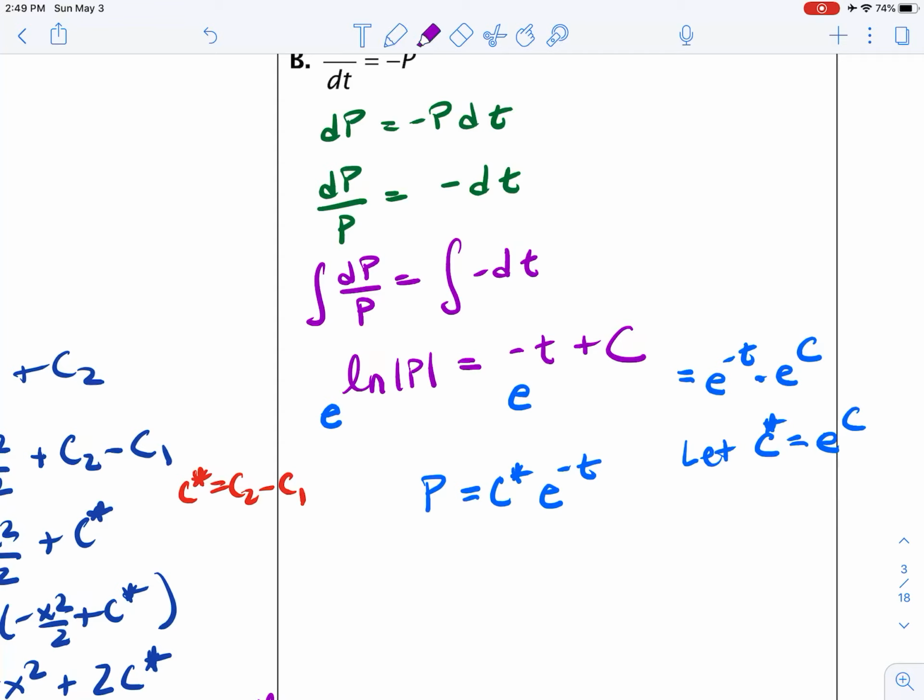And that would be my solution to the differential equation. Up above, the ln of p equal to negative t plus c, before exponentiating, is the general solution to the differential equation. It's just not solved for p, and it is in implicit form.